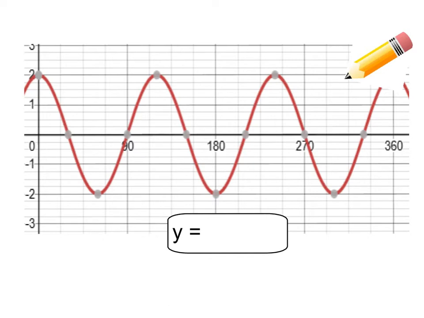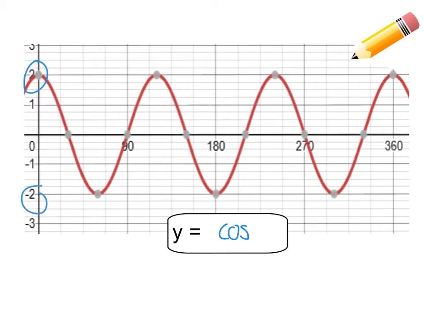Second one maybe to copy down. This one here, is it a sine or a cosine? Well, it starts high and it's got that valley shape, so it's definitely a cos. What's the highest number it goes to? It goes from 2 to minus 2. So this would have a 2 in front.